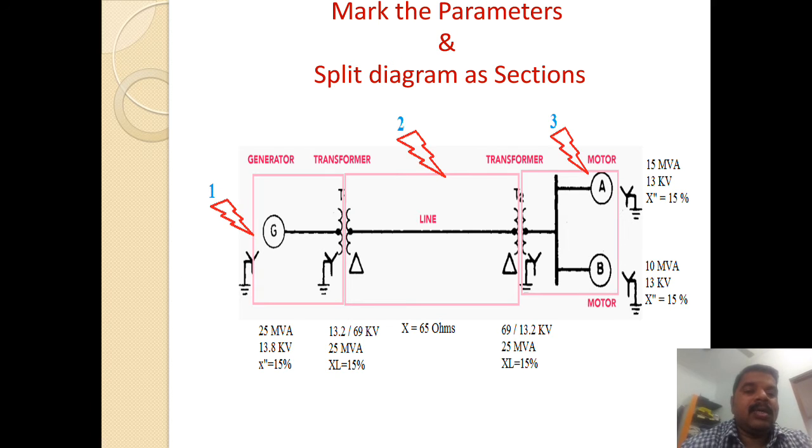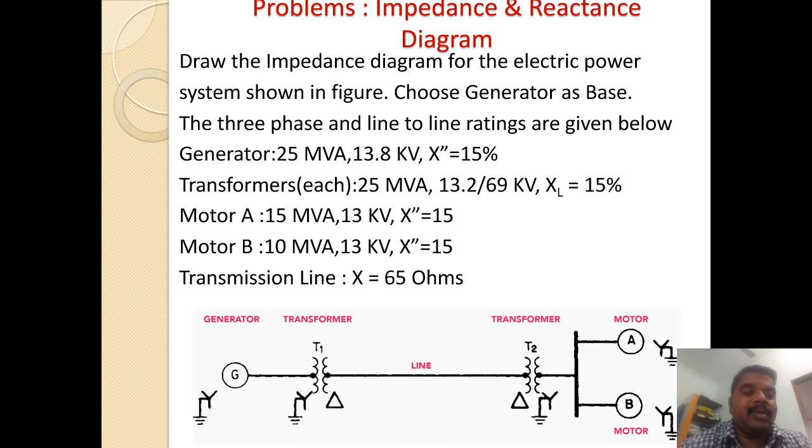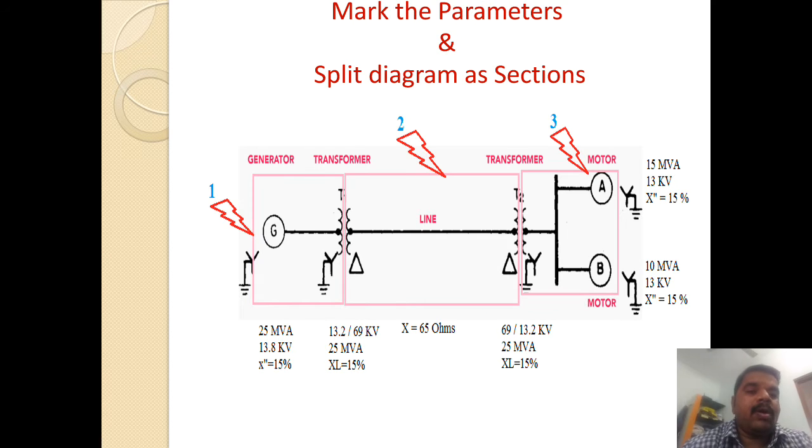For the line, we have to mention X equivalent to 65 ohms. Next, we go for the transformer T2. For the transformer T2, you have to carefully mention the transformer rating. It is the same value as the other transformer: 25 MVA, 13.2 divided by 69 kV, XL equivalent to 15%.